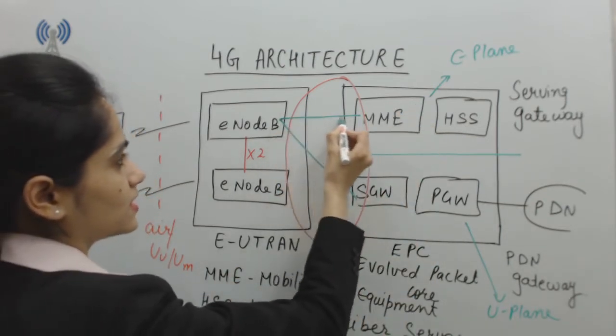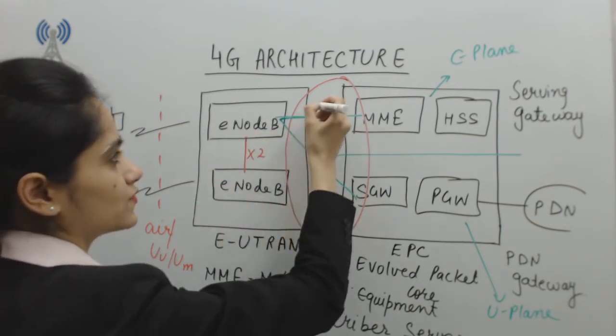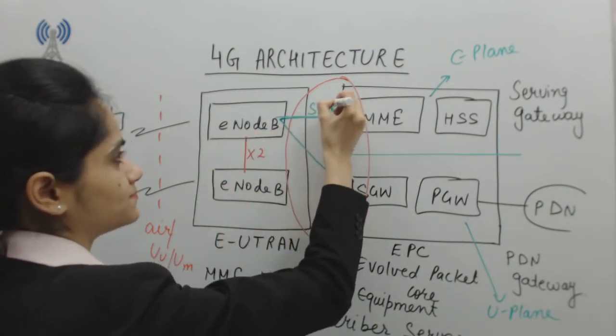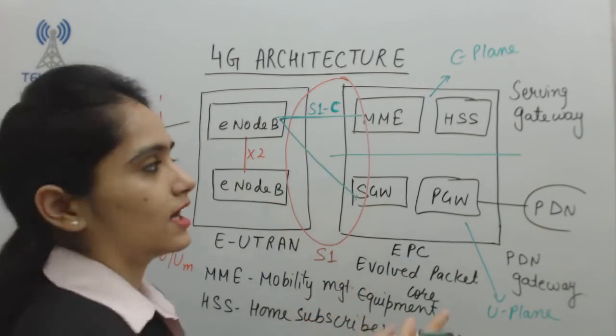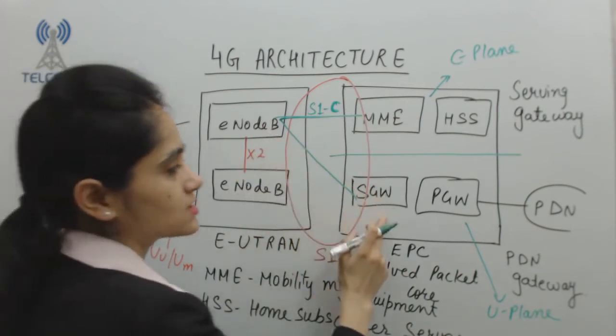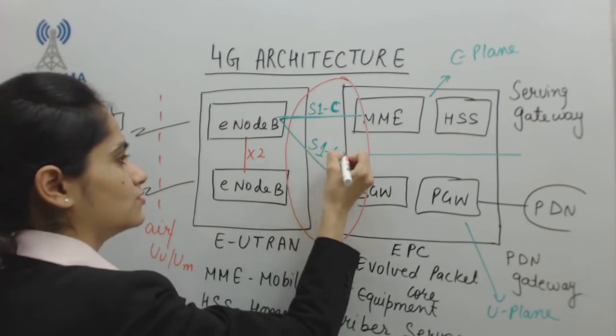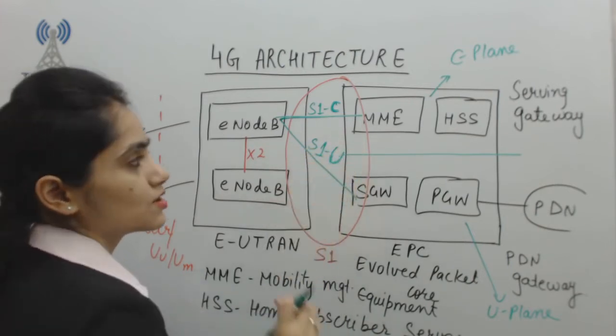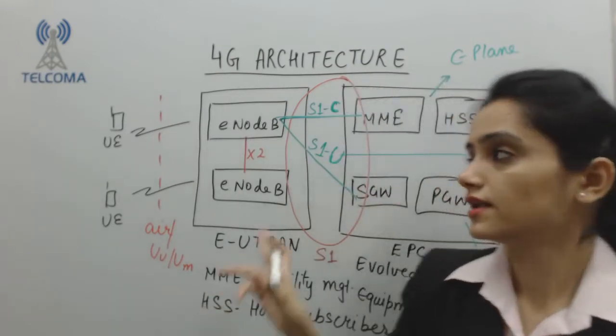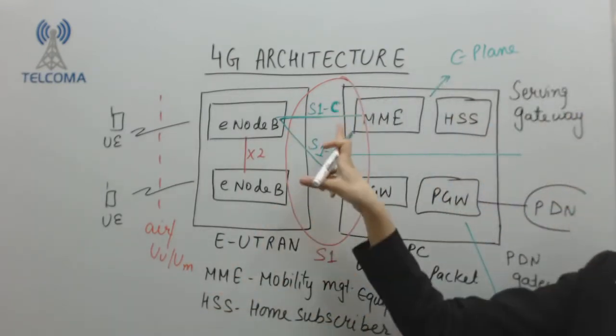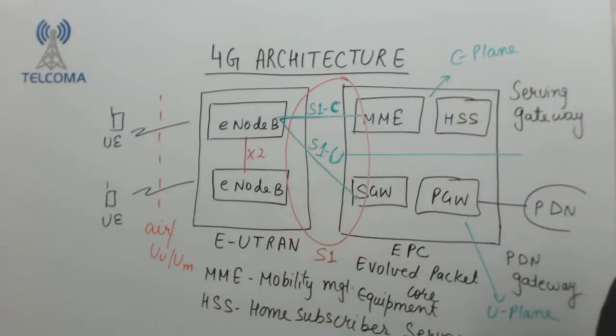Now the interface when eNode B communicates with the MME, we name it S1-C for the control plane. And the interface of eNode B with the serving gateway for data, we name S1-U, which is the user plane. So these are the interfaces defined. Commonly this is S1. Now we have S1-C and S1-U.